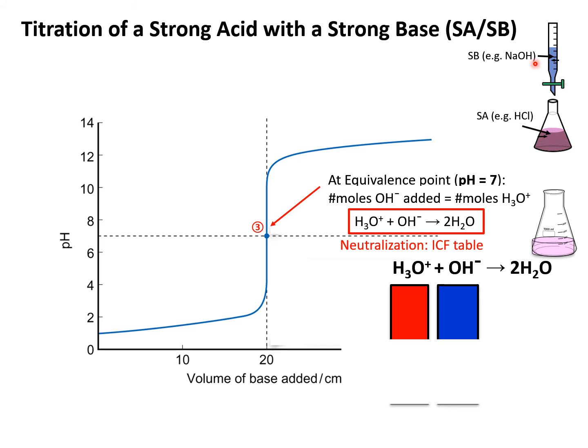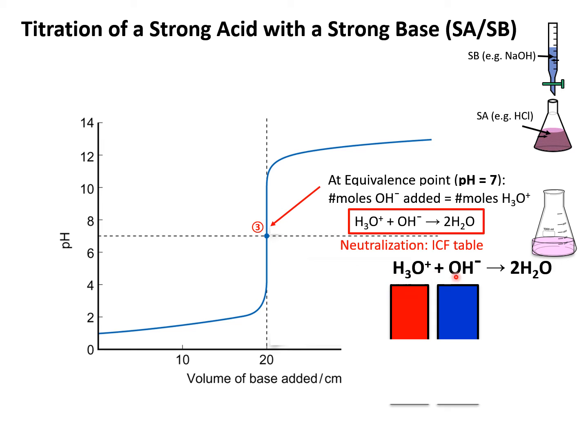As the titration progresses, we continue to add our titrant, hydroxide, to our sample until we reach the equivalence point, which is located here in the titration curve. As you may recall, at the equivalence point, the number of moles of hydroxide added equals the number of moles of H3O+ that we start with. And we can see that here in this reaction.